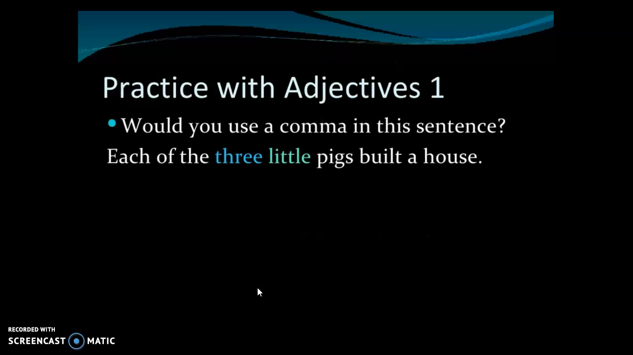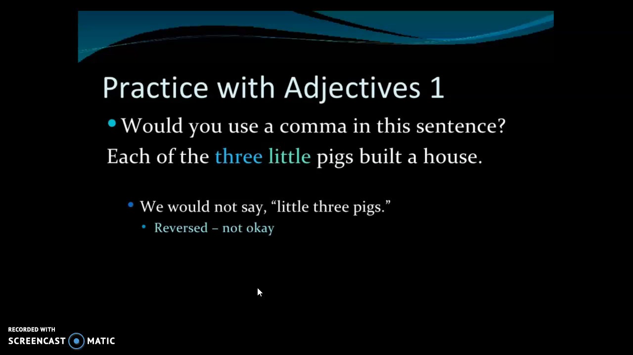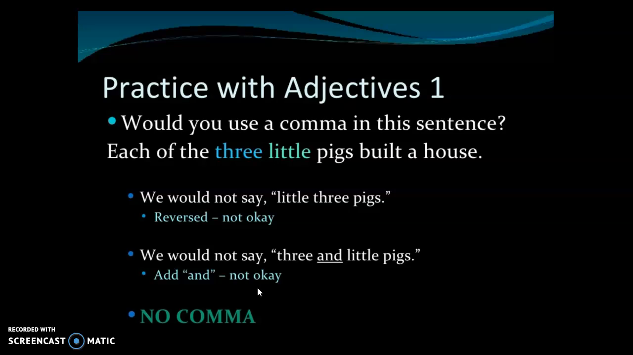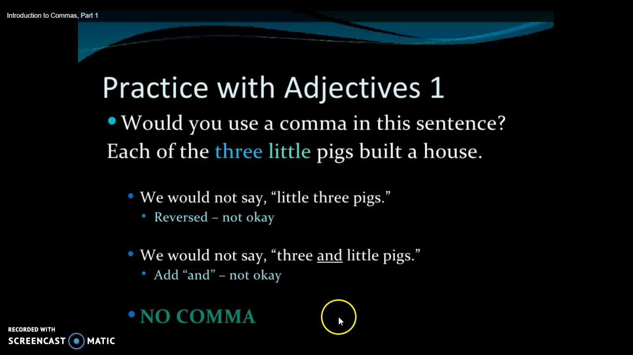So let's try this one. Would you use a comma in this sentence? Each of the 3 little pigs built a house. Let's try our test. We would not say little 3 pigs. We can't reverse them. So that's not okay. We would not say 3 and little pigs. It doesn't sound right. So we come back to no comma.